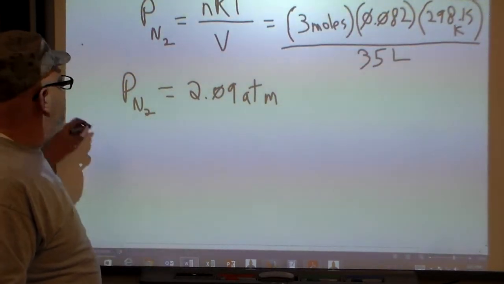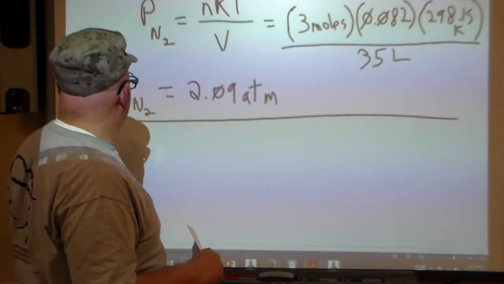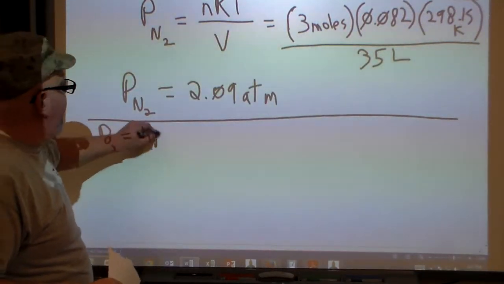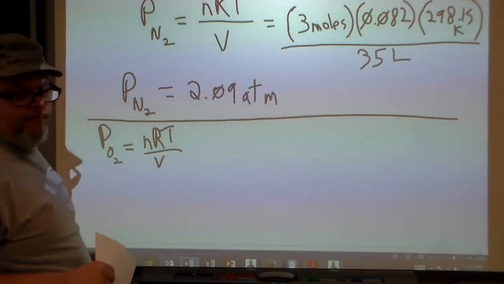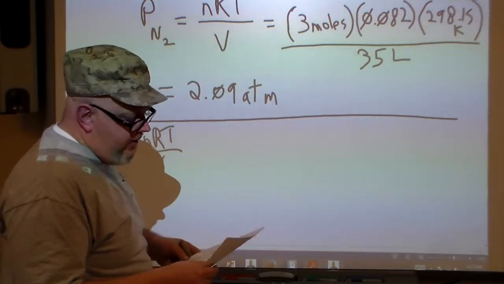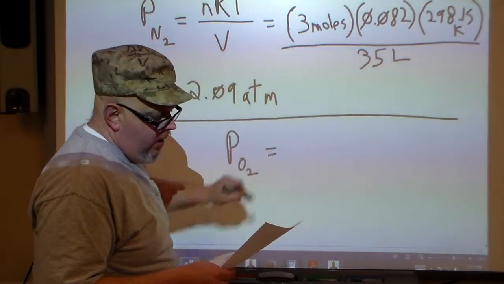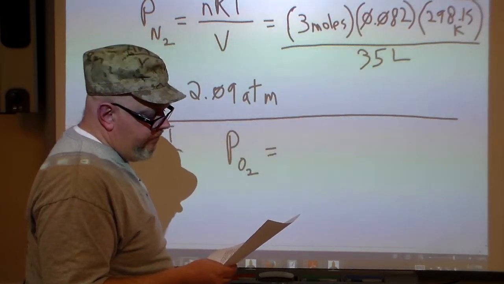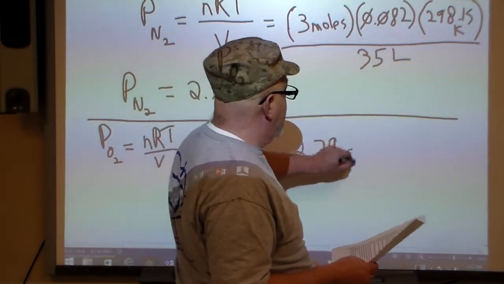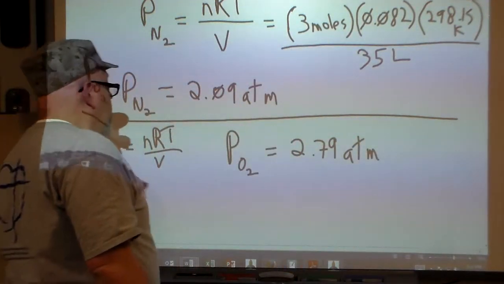You're going to go ahead, so we figured out the pressure of the nitrogen. You're going to do the exact same thing with the oxygen. You're going to have the pressure of the O2 is equal to nRT over V, okay? So I have to take a shortcut in the interest of time. The pressure of the O2 is equal to 2.79 atmosphere. Now this is the pressure due to the oxygen.